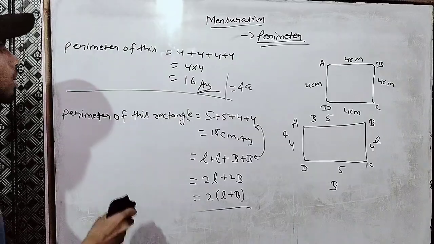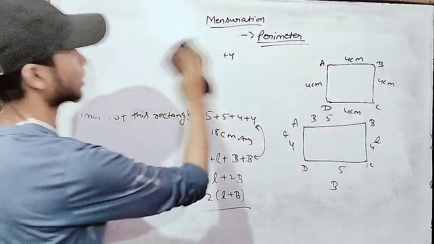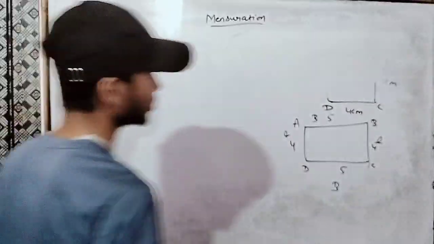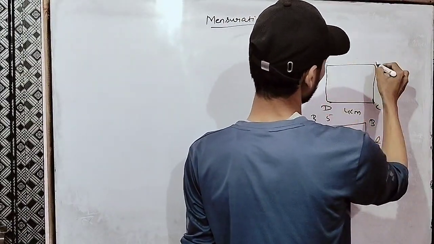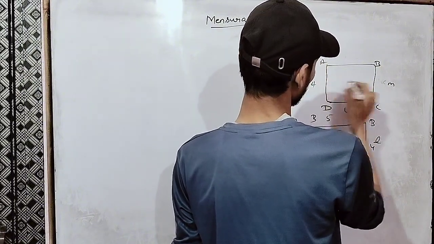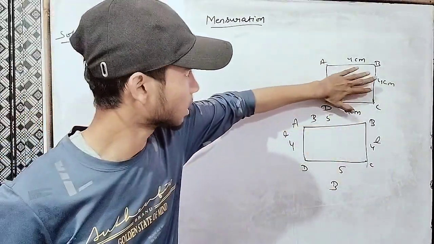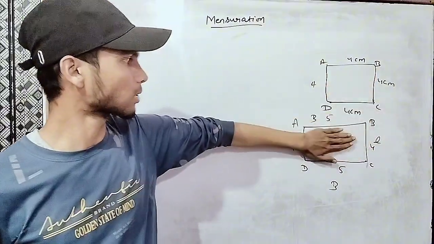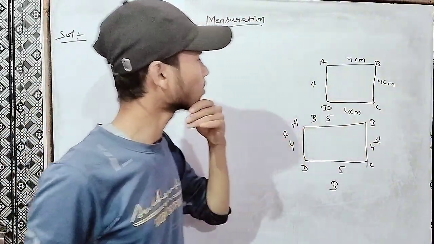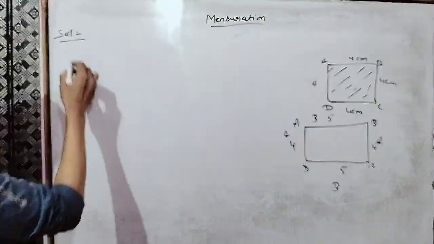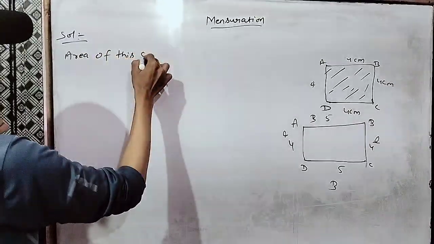Now it's time to understand about area. So to find out the area of this square, area is nothing but this covered area. What is the area of this square?